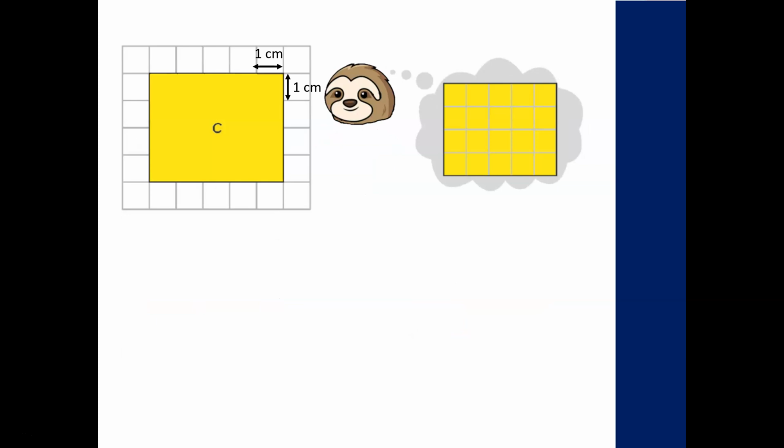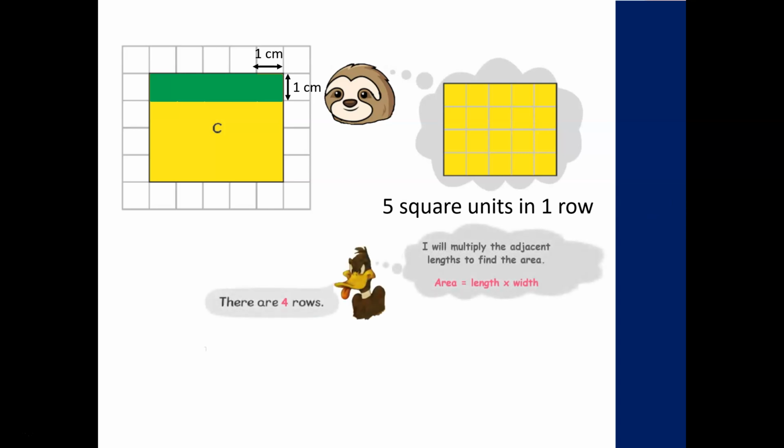Hi Greg. Greg is trying to calculate the area of this rectangle. Pause the video now so that you can have a go. Greg is able to see there are 5 square units in one row. And Drake is back to tell us that there are 4 rows. He's been extra helpful today, reminding us that we can calculate area using multiplication. He says, I will multiply the adjacent lengths to find the area.